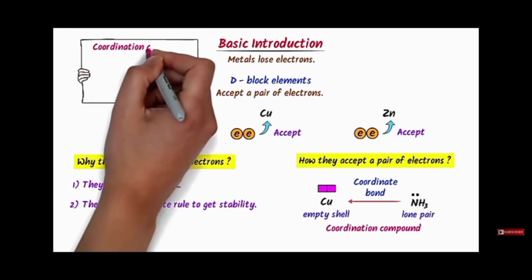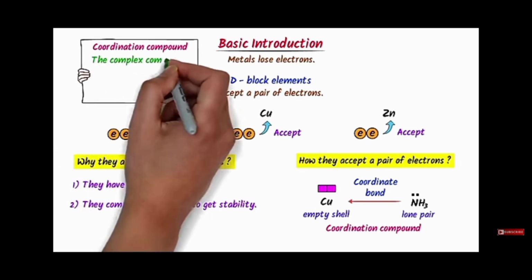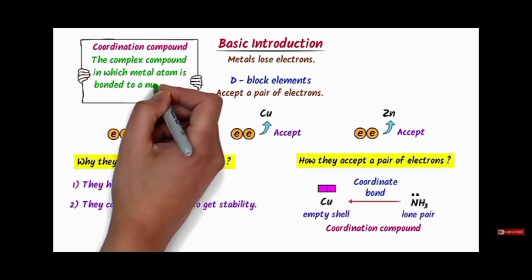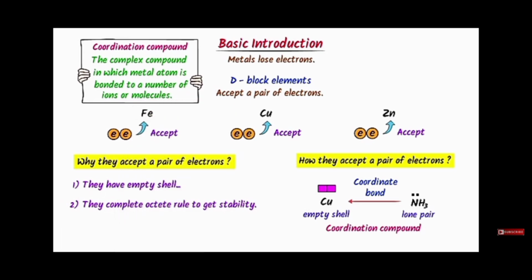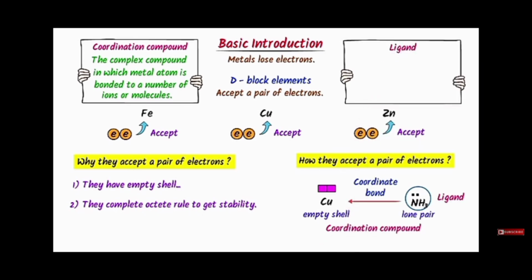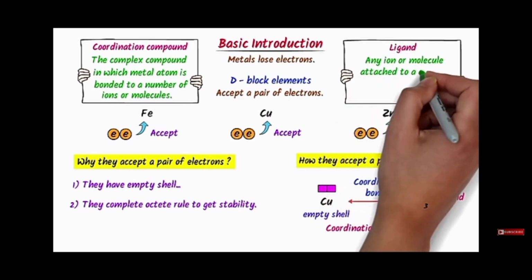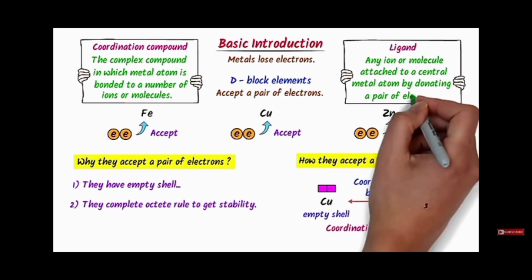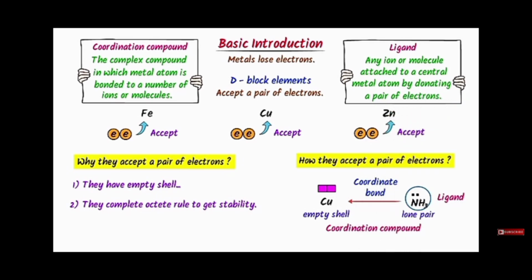Therefore, we define coordination compounds as the complex compound in which a metal atom is bonded to a number of ions or molecules. Let me repeat it. The complex compound in which a metal atom is bonded to a number of ions or molecules is called a coordination compound. Remember that this NH3 donates a pair of electrons to a metal atom. We call it a ligand. So we define a ligand as any ion or molecule attached to a central metal atom by donating a pair of electrons.